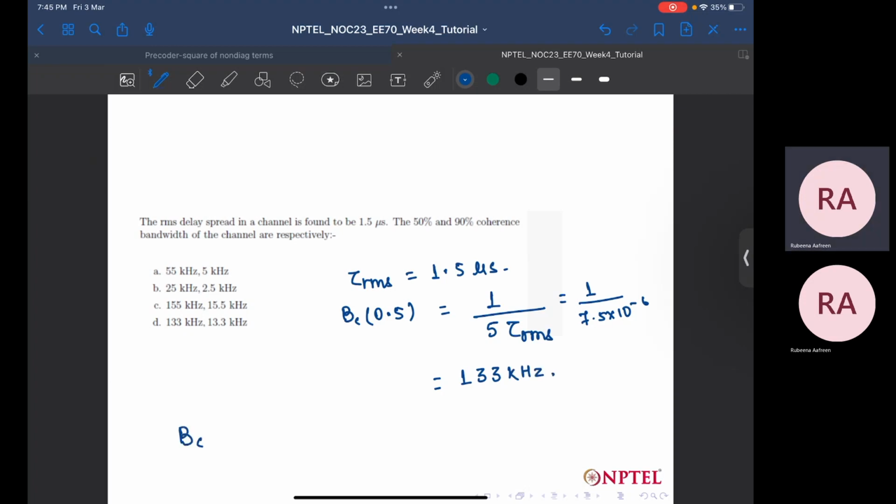And then you have to calculate the 90% coherence bandwidth. So this is 1 upon 50 tau RMS. So this will be 1/10 of the 50% coherence bandwidth. So this is 13.3 kilohertz. So the answer would be D.